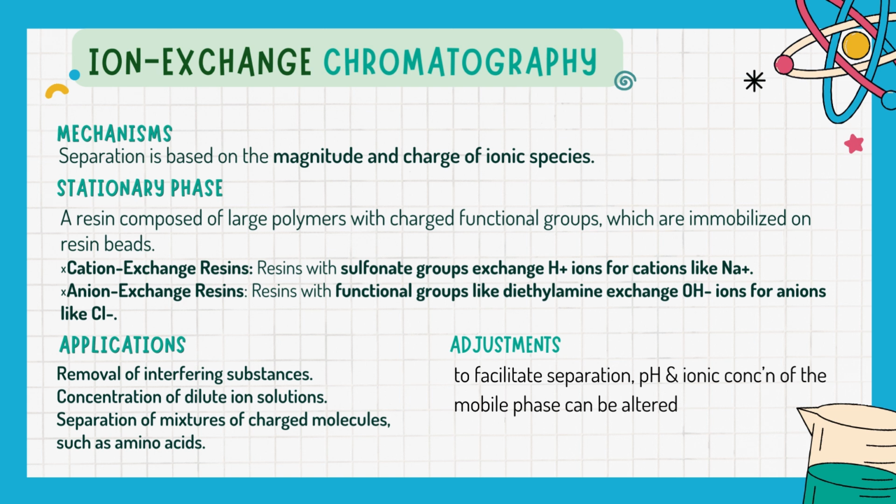So here, ion exchange chromatography. The mechanism is based on the magnitude and charge of ionic species. This is just trying to be more detailed than the previous slide. For ion exchange resins, resins with sulfonate groups exchange hydrogen ions for cations like sodium. And anion exchange resins with functional groups like diethylamine exchange OH ions for anions like chloride.